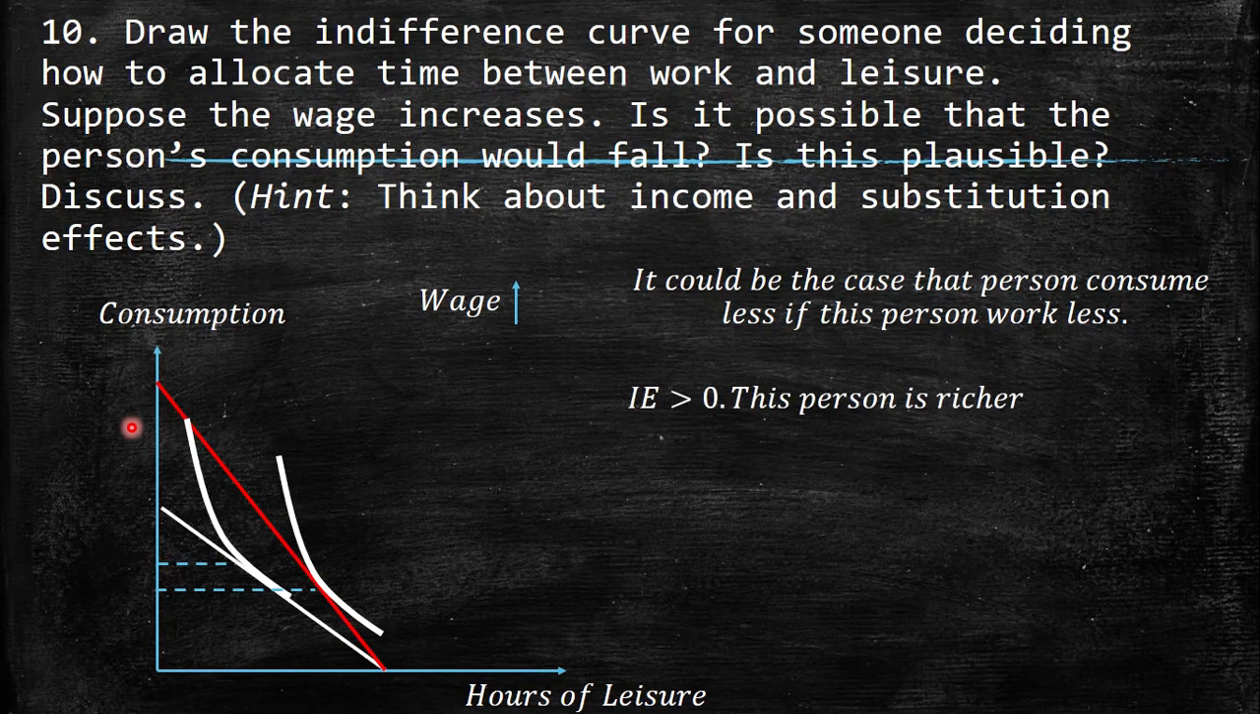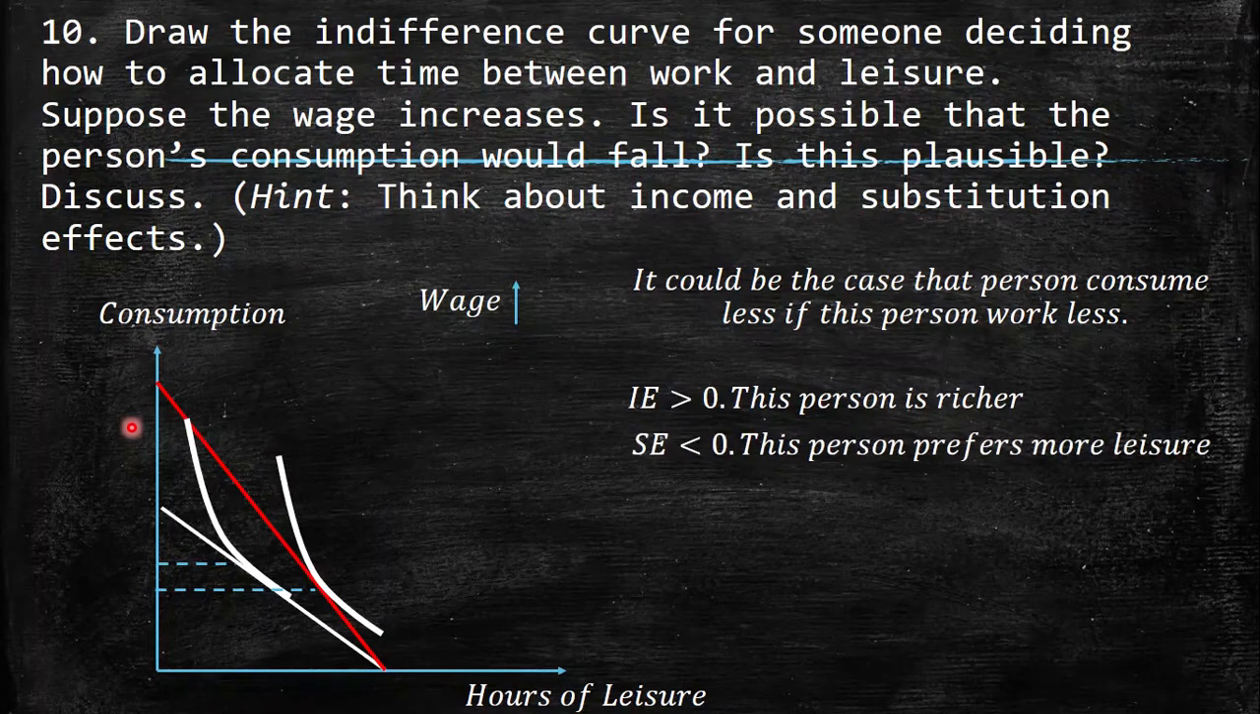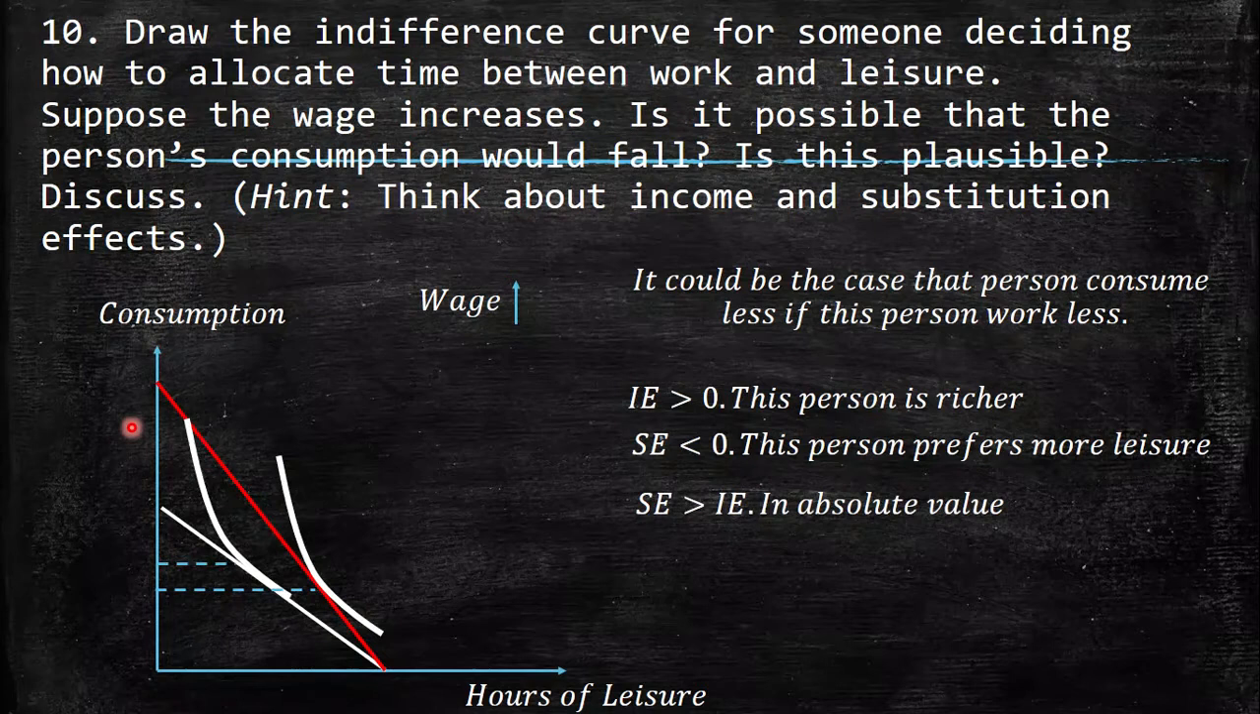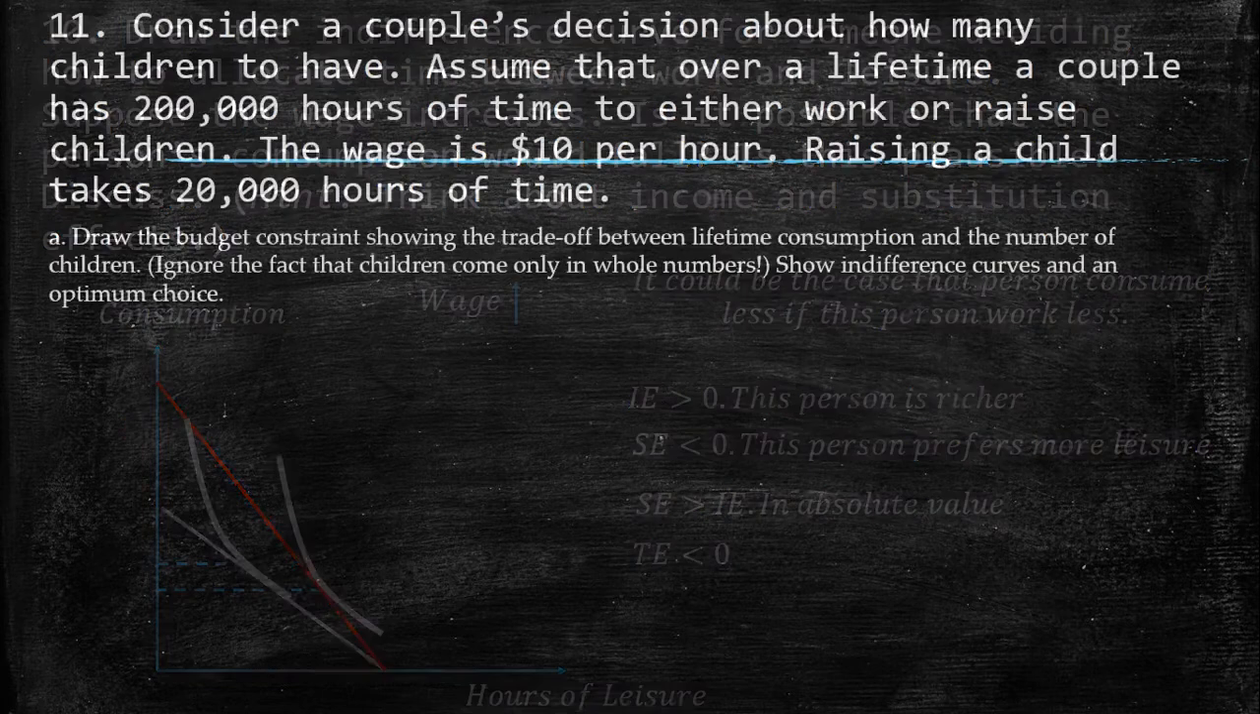Then the income effect is positive because this person is richer, but for the substitution effect, this person prefers more leisure. So then at the end of the day, in terms of consumption, the substitution effect is higher in absolute value than the income effect. So the total effect for consumption is negative, less than 0.